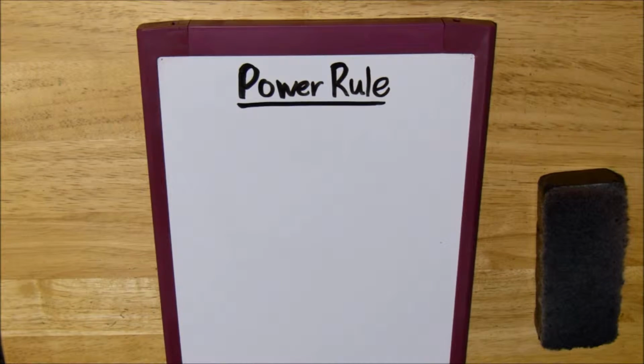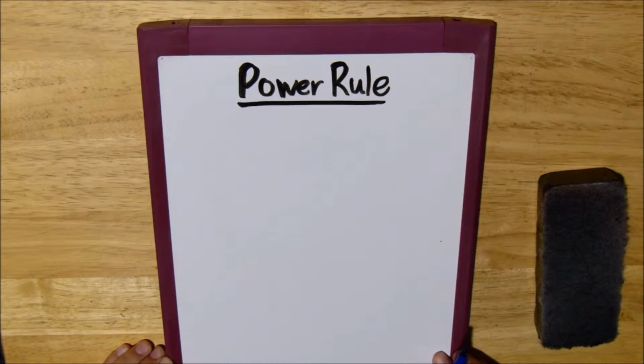Alright, so now we're going to talk about the power rule. And the power rule is one of the most basic ways to take the derivative of a function. So let's go through the basic formula for the power rule.